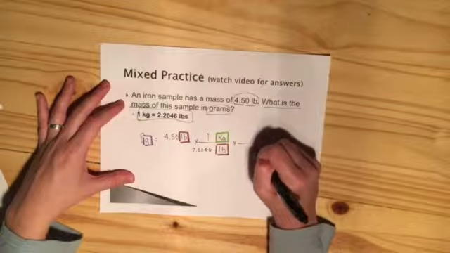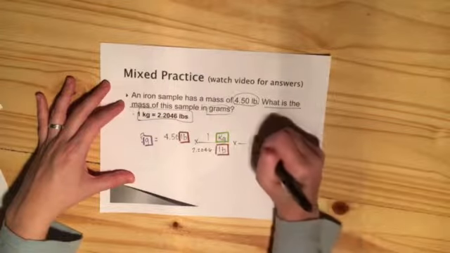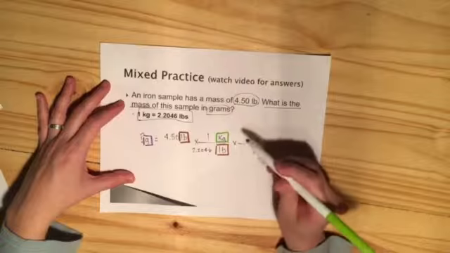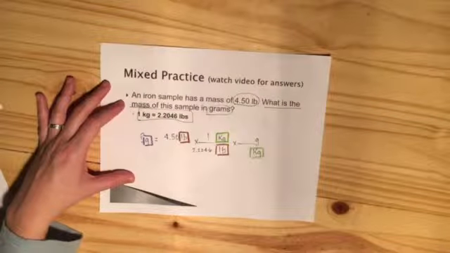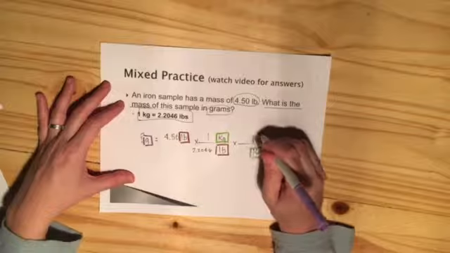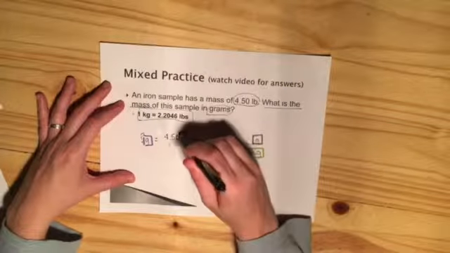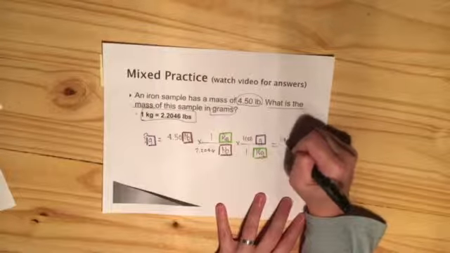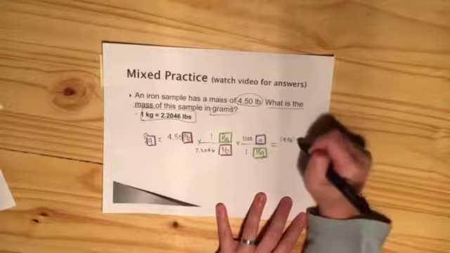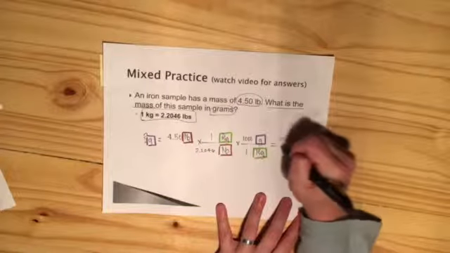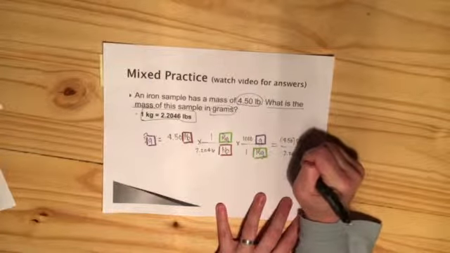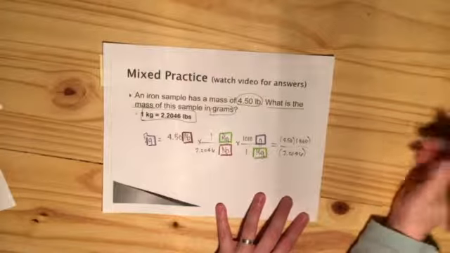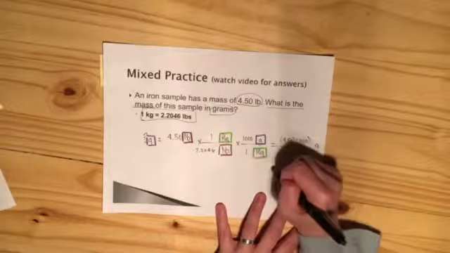Now we can go from kilograms to grams. We know how to do that using our prefix system. We're going to cancel out pounds, kilograms. 1 kilogram is equal to 1,000 grams. And so then we take 4.50 times 1,000 over 2.2046. And the units will end up in grams.